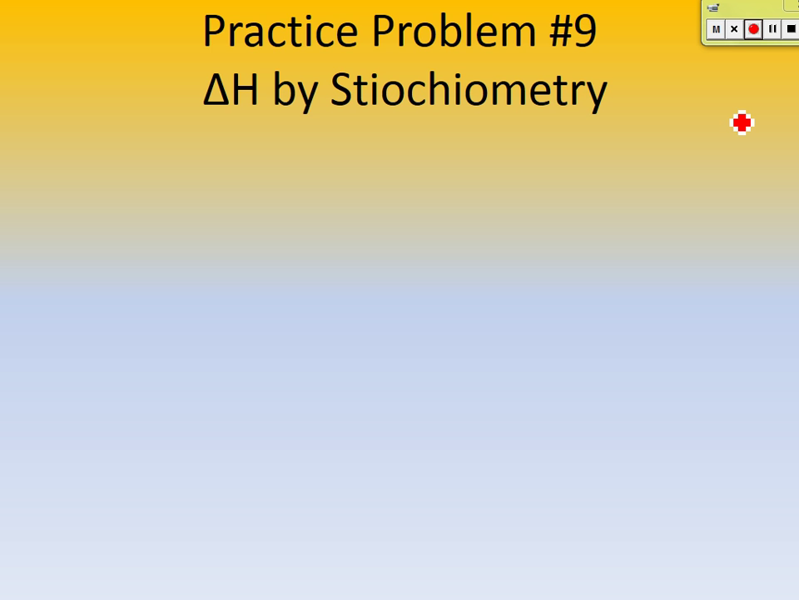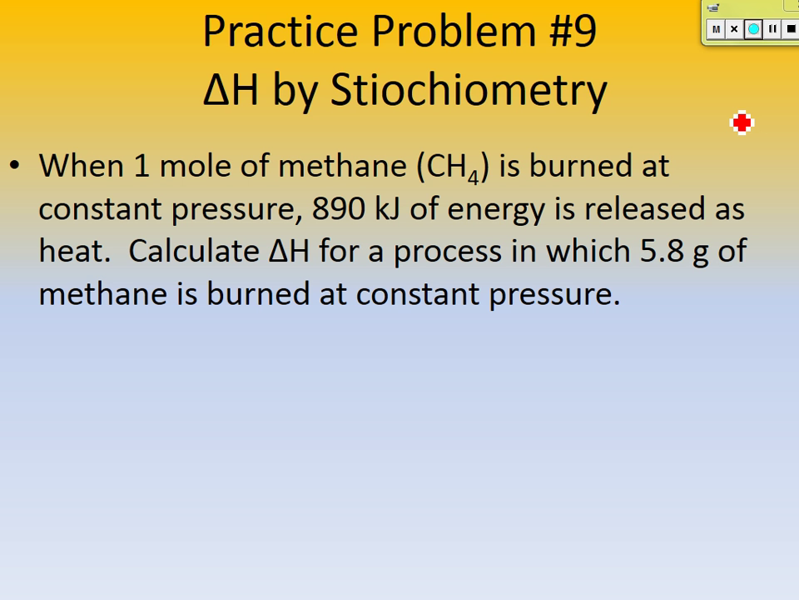Practice problem number 9. It's in your guided notes. Please be following along and write down everything that I write down. I've got a couple of extra ones after this that I would like you to do on a piece of scratch paper, but this one should be in your notes. Okay? So finding delta H by stoichiometry, it's pretty easy. It's just a review. I'm not going to spend that much time on it. So let's go through this one problem.